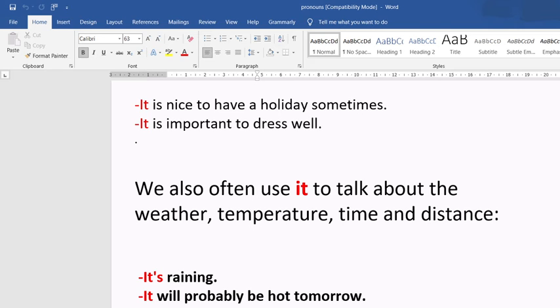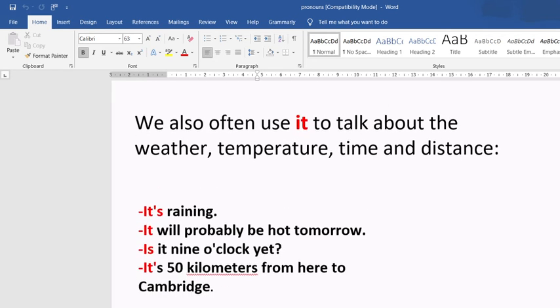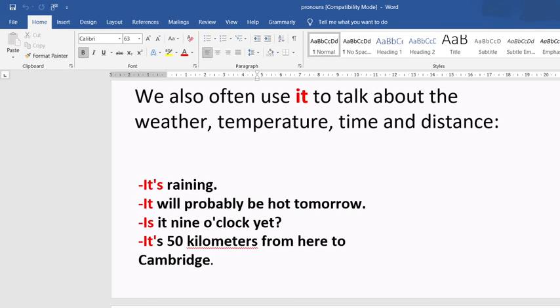That is a typical type of expression which is used by only half-literate persons who are novices and learning the language. But in order to write it perfectly according to the grammar, you must put "it" in the beginning, which is called an introductory it. Is it 9 o'clock yet? It's 50 kilometers from here to Cambridge. So that is how we begin these sentences using it, because these sentences express some element related to weather, temperature, time and distance.